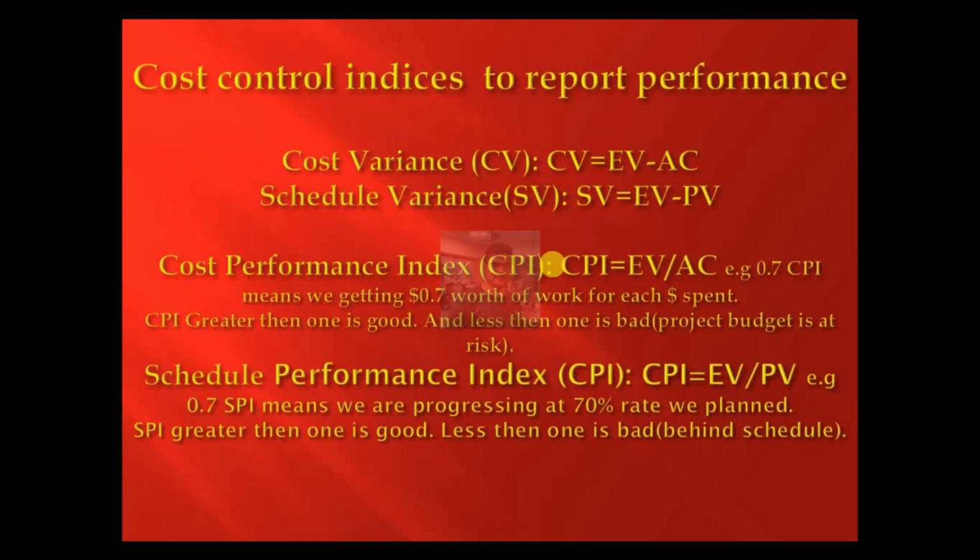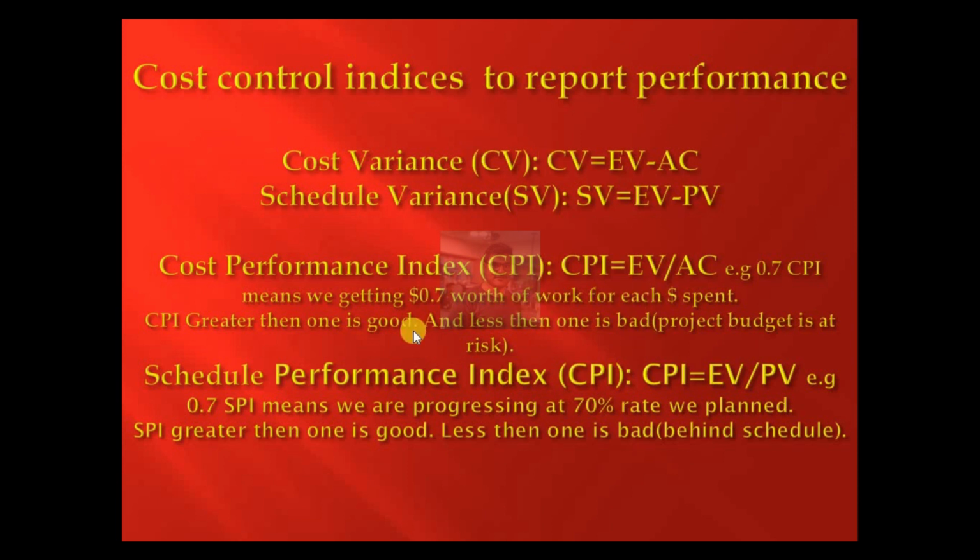Now after that we will see some formulas which will be used in earned value analysis. This is the cost variance formula. Cost variance is earned value minus actual cost, and schedule variance is earned value minus planned value. Cost performance index, CPI, is earned value divided by actual cost. CPI means by which rate we are under budget or over budget. For example, 0.7 CPI means that we are getting 70 cents worth of work for each dollar spent.